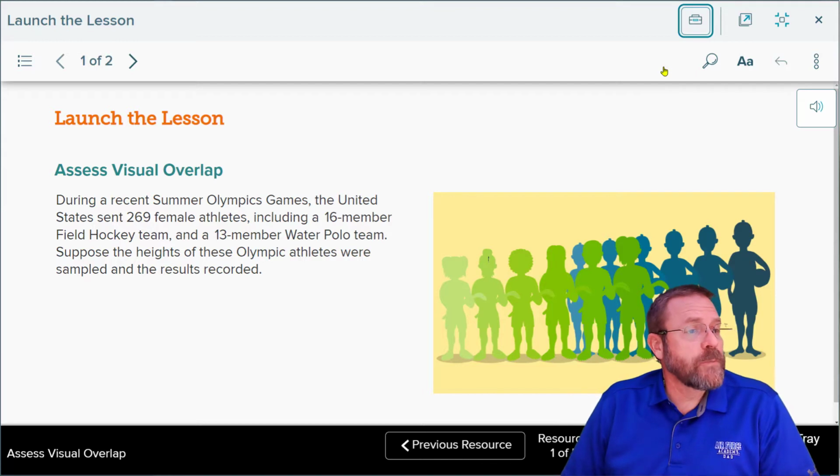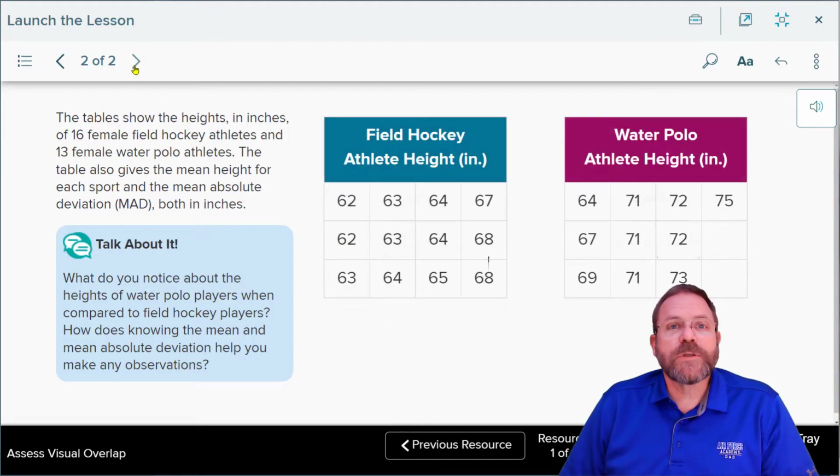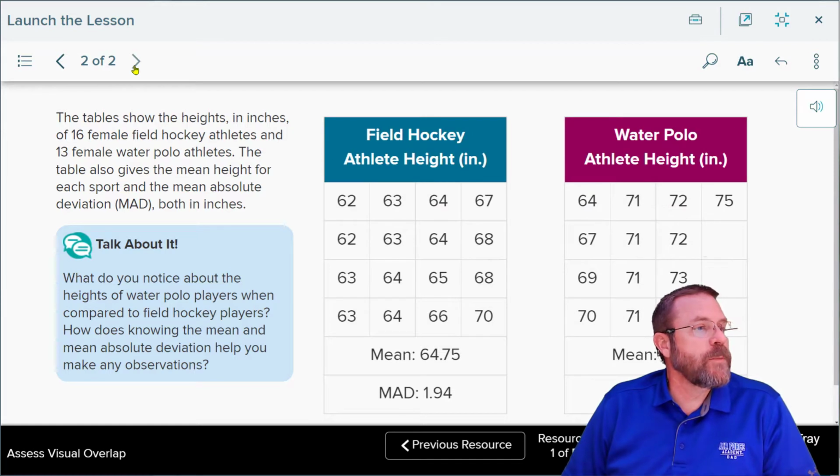During a recent Summer Olympic Games, the United States sent 269 female athletes, including a 16-member field hockey team and a 13-member water polo team. Suppose the heights of these Olympic athletes were sampled and the results were recorded. The table shows the heights in inches of the 16 female field hockey athletes and the 13 female water polo athletes. The table also gives the mean height for each sport and the mean absolute deviation in inches.